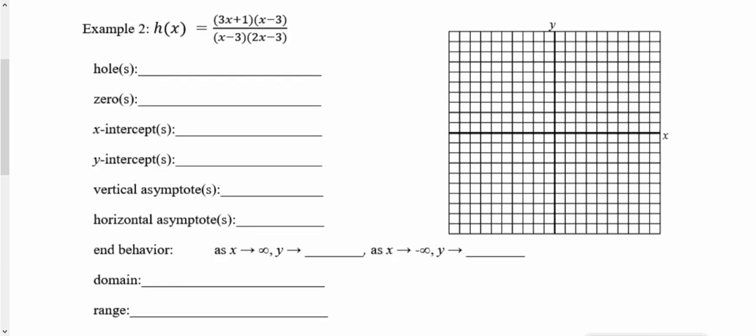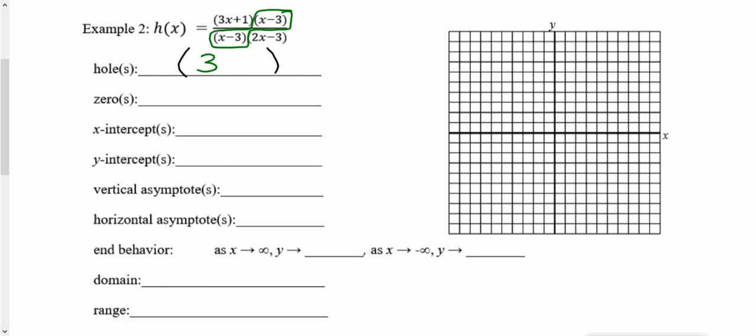So on example 2 here, we want to graph this. There are some things we should be able to do without using our calculator. And then when we actually go to make the graph, we use our calculator. So the first thing we want to do is make sure we're in factored form, which we are. And then we want to look at what we can reduce. This x minus 3 here can reduce out, which means it's going to create a hole when x equals 3.